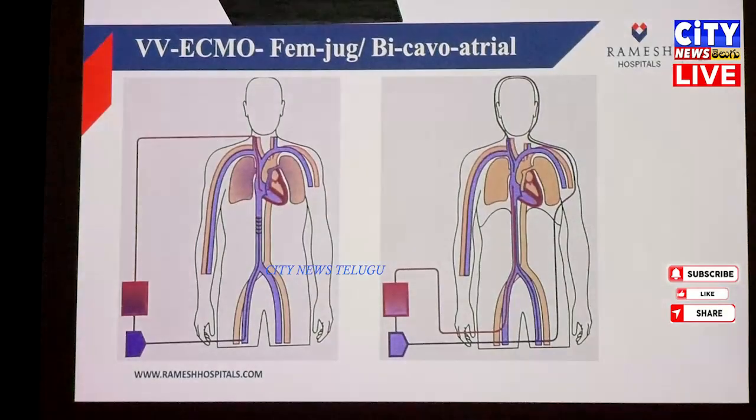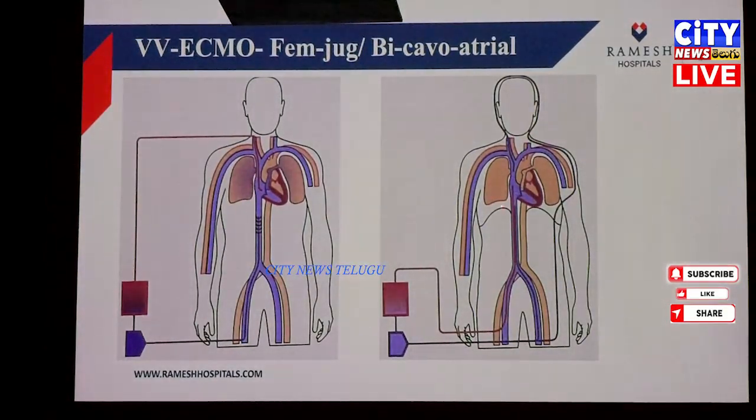And you pump the blood, you will be able to give higher flows, and you pump the blood back into the RA, so you will achieve better saturation. Okay, so this is the return one. So you have two venous sides, one is the SVC, one is the femoral vein, and you return into the RA. So this is called bi-cavo-atrial. The major advantage of this is you will be able to achieve more oxygenation in these patients.